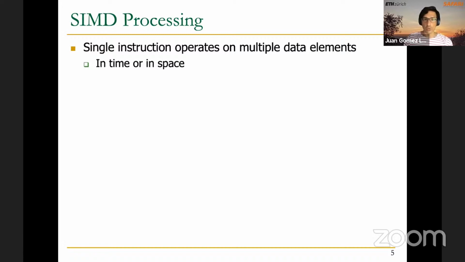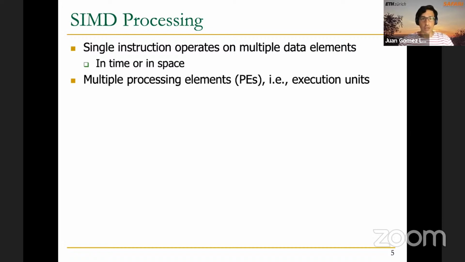The way that we perform this parallelization can be in two different ways. They can be solely implemented on a SIMD processor, or they can even coexist. One of them is in time, and the other one is in space. In both cases, we have multiple processing elements, or execution units. We will later call them SIMD lanes as well. And these processing elements might be used in time or might be used in space, as I said.